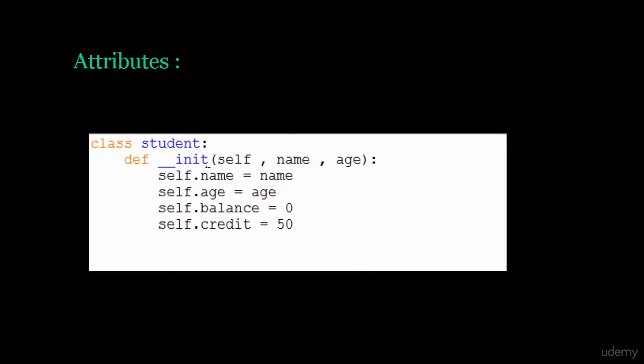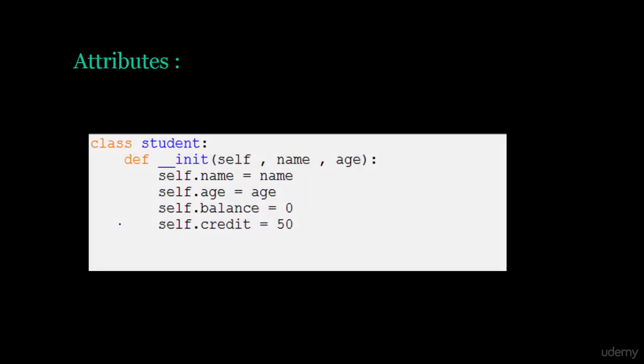There is an error here, it must be double underscore. This is a class of student. This is a constructor here, which takes self, name and age. Self, I'm going to talk about self in the next video. Here we have our name, age, balance, credit. Credit and balance are attributes, but this function here is a method. It is a special type of method called a constructor. I'll talk about it later.